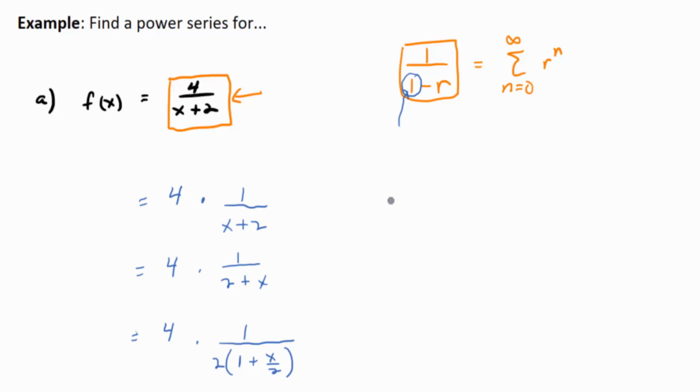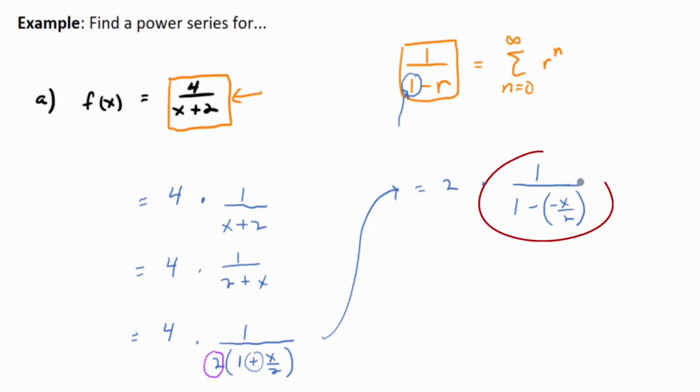And then, good news, this doesn't have to happen, but it's nice: 2 goes into 4 twice. So we get something like this: 2 times the quantity, 1 over, and I'm going to write this plus as minus a negative. So 1 minus a negative x over 2. So a little bit of algebraic trickery, and now I have this form looking like that. What's acting like r here? Negative x over 2.